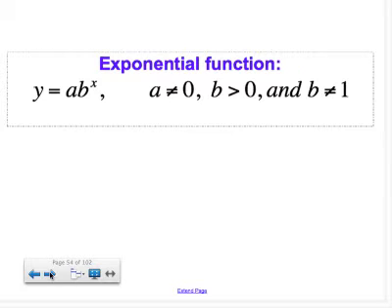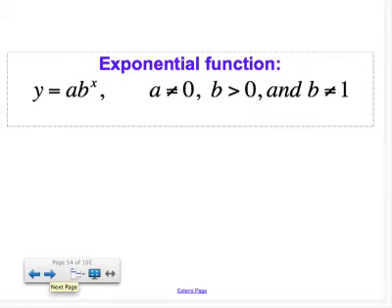So first of all, here is what an exponential function looks like. Y equals a times b raised to the x power. You'll notice some restrictions here. A can't be 0. Obviously if a was 0, you'd have y equals 0 times b to the x. Well, that's just 0. So you have y equals 0, which is a line. We talked about that first semester. Y equals 0 would be a horizontal line.